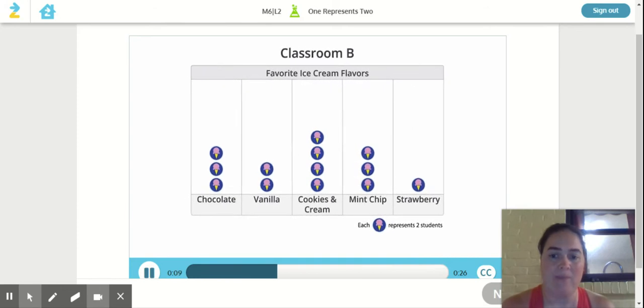We surveyed another class to find out their favorite ice cream flavor. Now, this graph looks a little different. So to fit all the data on one graph, we made each ice cream cone represent 2 students. How many students chose chocolate as their favorite flavor?